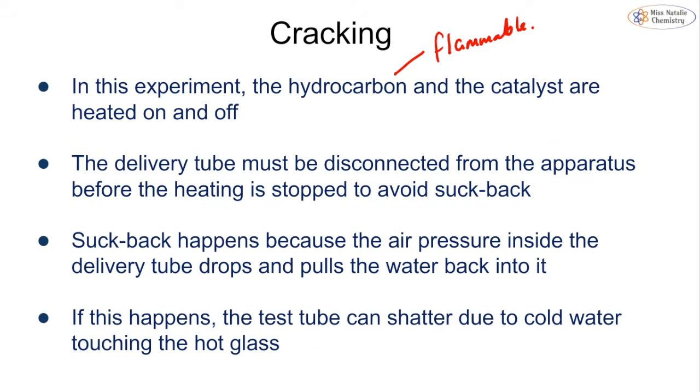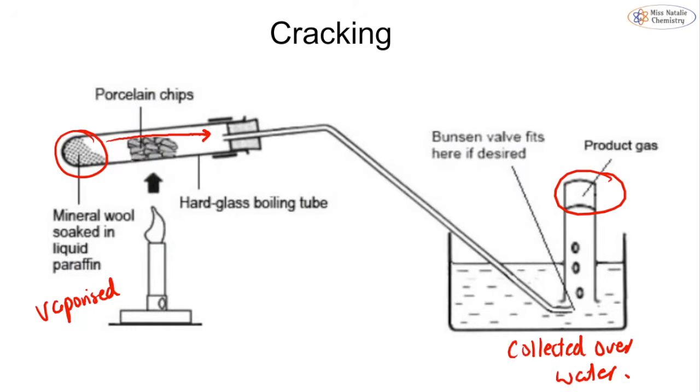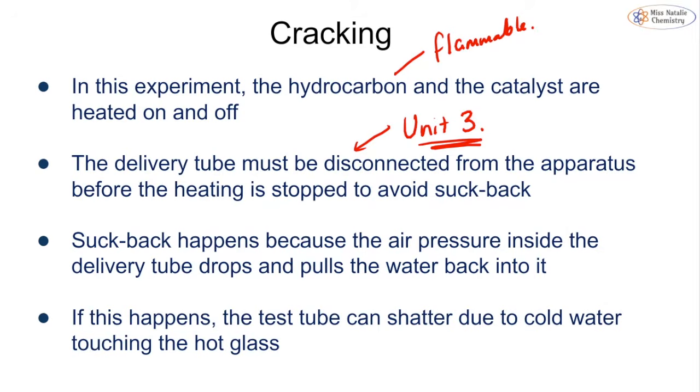One other key point that we have to be aware of, and this has actually come up in a Unit 3 paper, because you can be asked about this experiment in the practical paper, is that the delivery tube must be disconnected from the apparatus before the heating is stopped. So we need to take this delivery tube out from this apparatus before we stop the heating. And the reason for that is we want to avoid this thing called suckback.